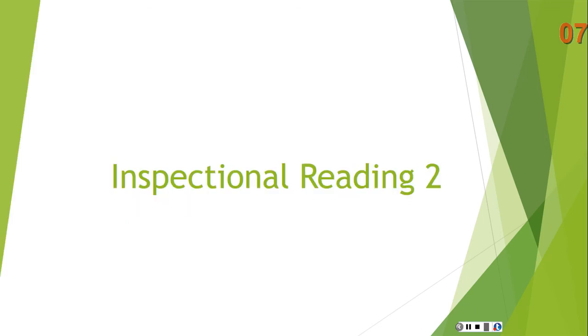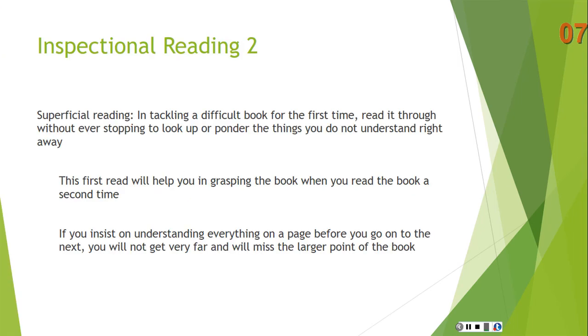And if you do, you have the second level of inspectional reading. And here, you're doing a superficial reading of the entire book. So when you're tackling a difficult book for the first time, read it through without ever stopping to look up or ponder the things you don't understand right away. So you're doing a quick read, more than a skim, but not in depth. You're just getting the flow of the book, the overall argument, some of the details of the argument. If there's a term you don't understand, you just skip it. If there's a passage you're having trouble with, you just skim over it and move on to the next one.